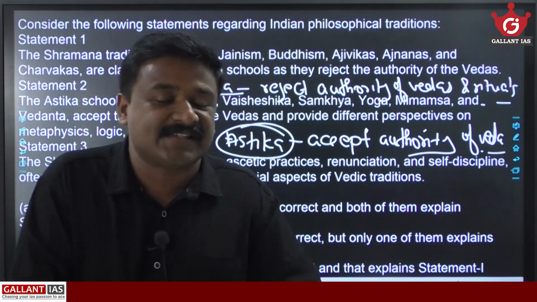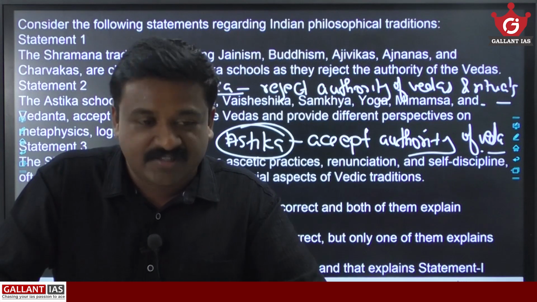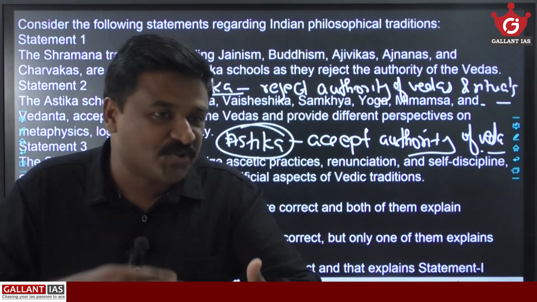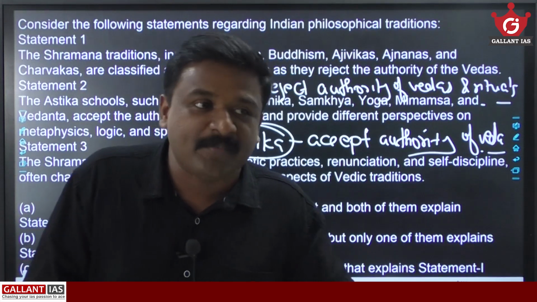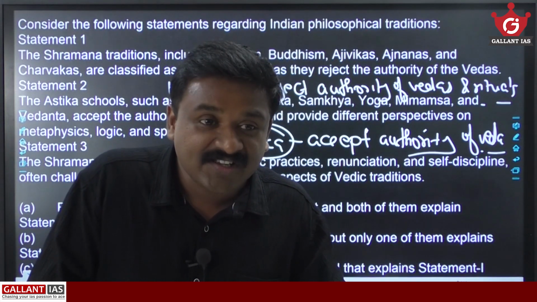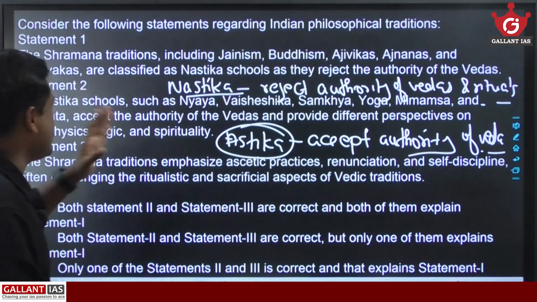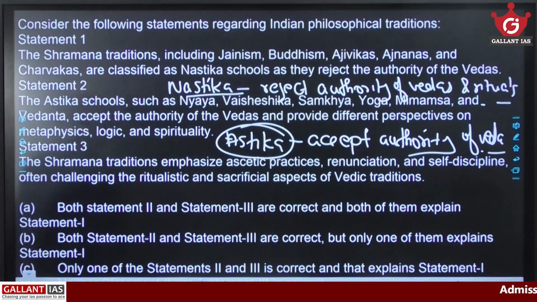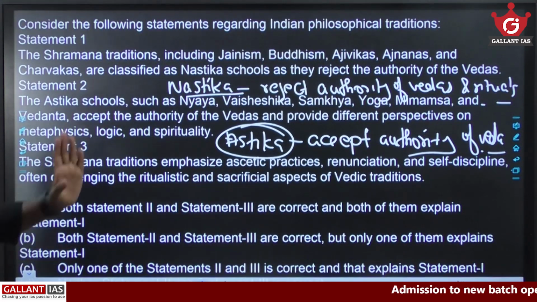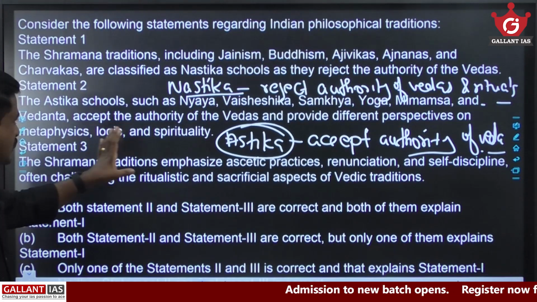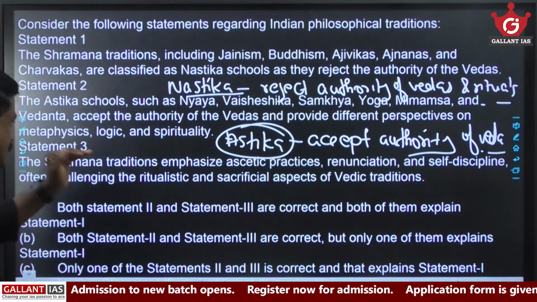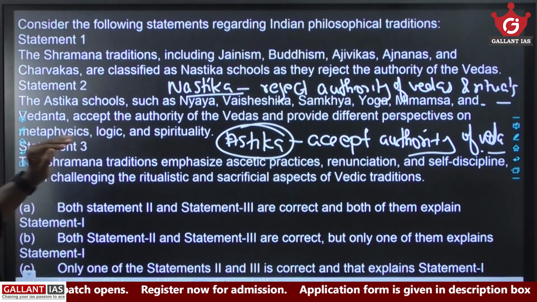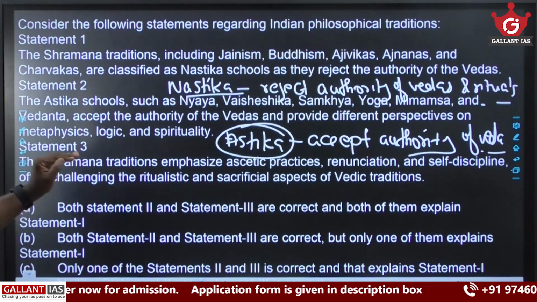It is through asceticism, penance, the middle path, and the three jewels that one follows these things in order to achieve salvation. That is the Shramanic tradition. Jainism, Buddhism, Ajivikas, etc. are Nastika schools, they reject the authority of the Vedas. Astika schools, Nyaya, Vaiseshika, Samkhya, Mimamsa, accept the authority of the Vedas. They provide different perspectives on metaphysics, logic, spirituality.